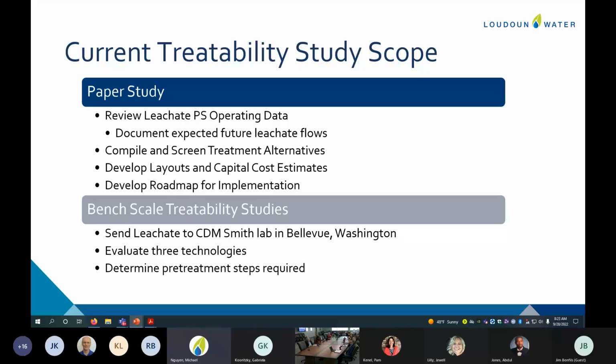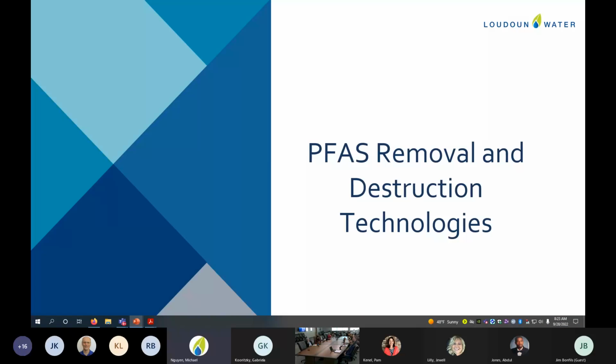A paper study really just gets us some numbers that don't have a lot of meaning, but physically testing the leachate itself gives us the confidence that we need to say this is a sound number, it's a good planning direction, and really both the county and Loudoun Water can use this information going forward with more confidence.